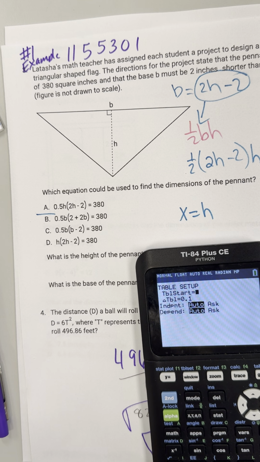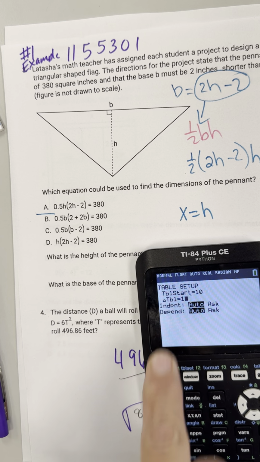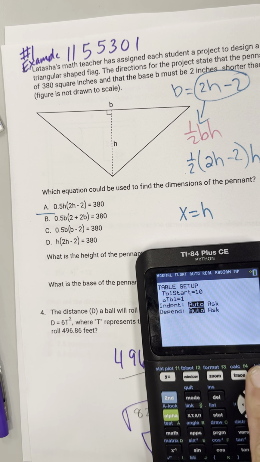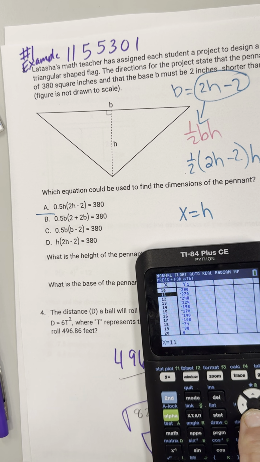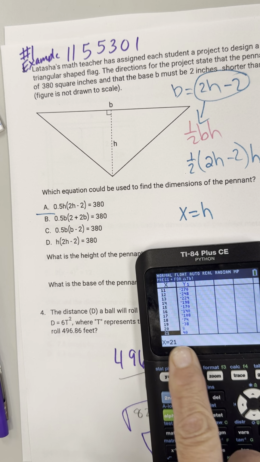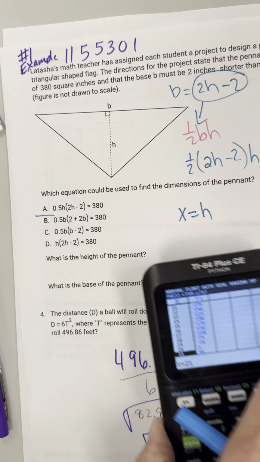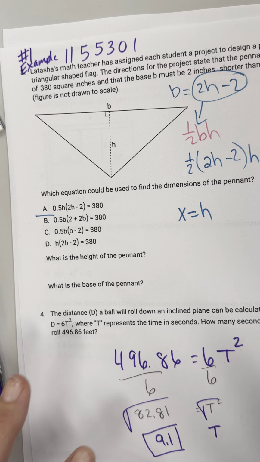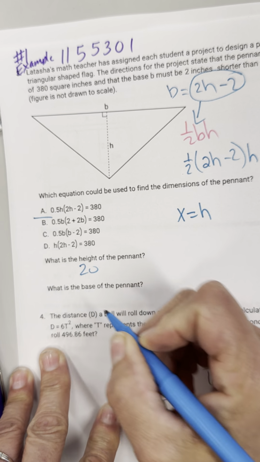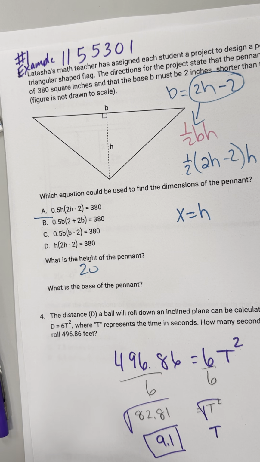Second table set. I'm just going to start at 10. Change that to a whole number, 1. And I'm looking for when y equals 0. And voila, y equals 0 at 20. So what did I find? I found the height. How do I know? Because I labeled my stuff.